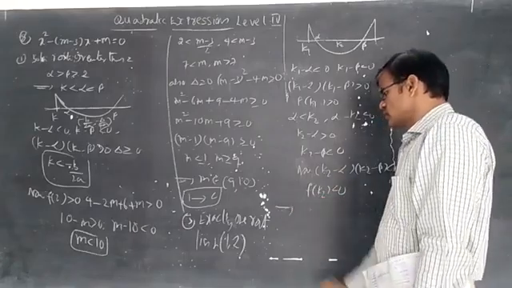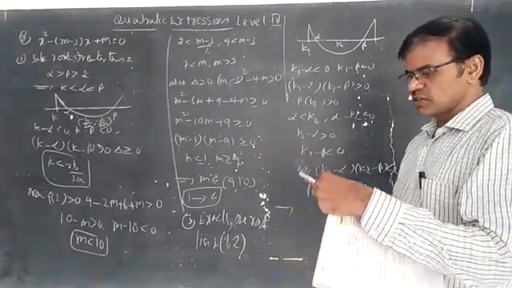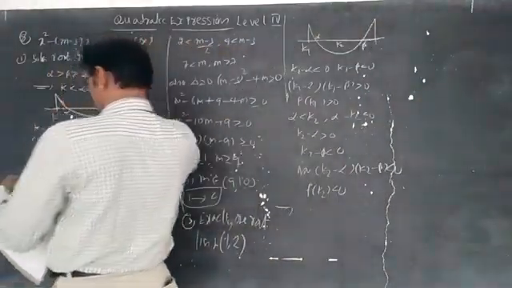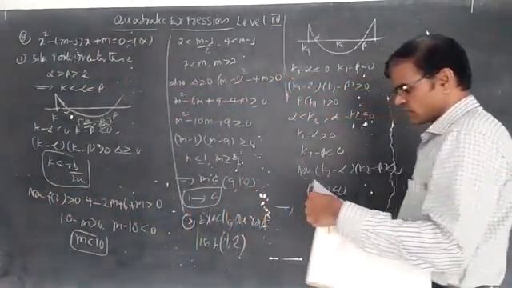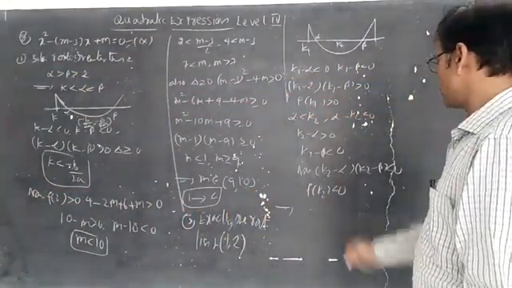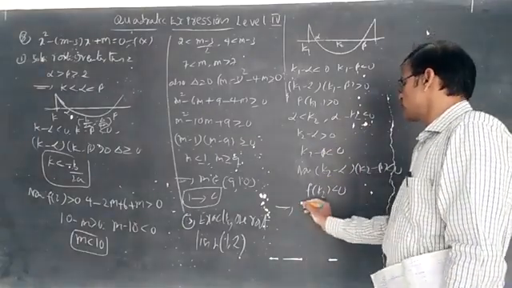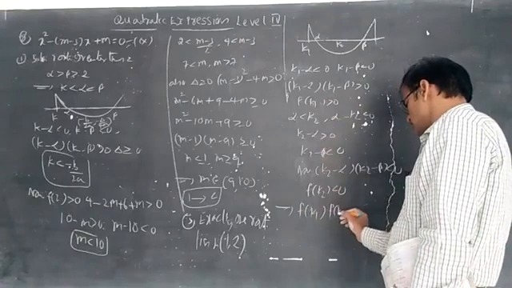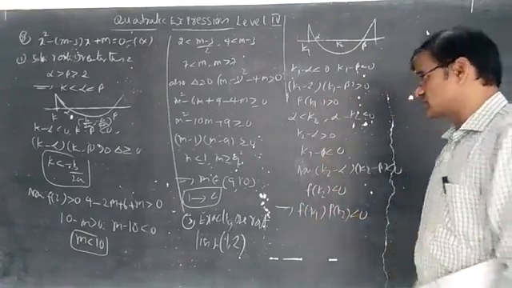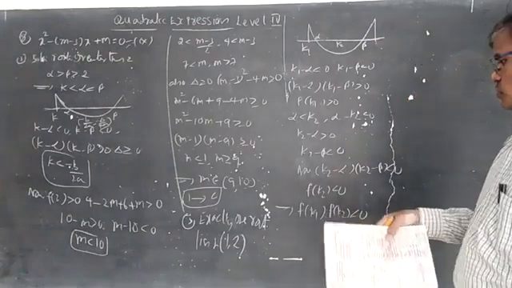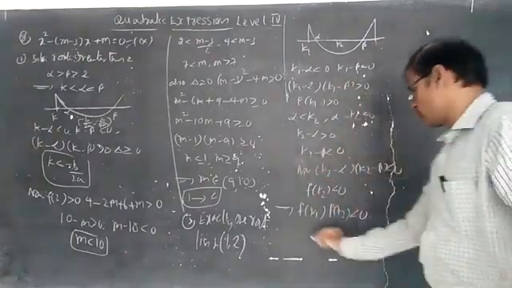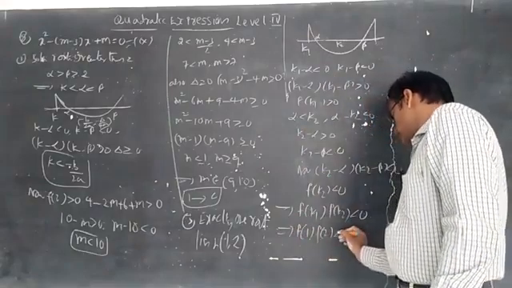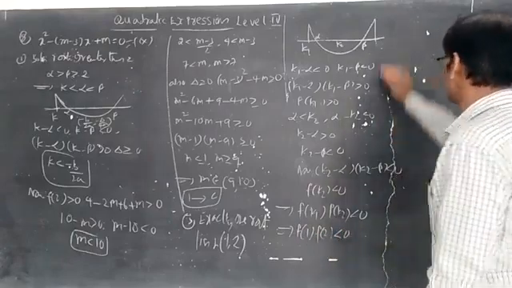That implies, now taking f of x, the given equation is f of x. Let us write f of 1 and f of 2. If we multiply both, plus into minus becomes minus. So f of k1 into f of k2 less than 0. If we substitute there, f of 1 into f of 2 less than 0.